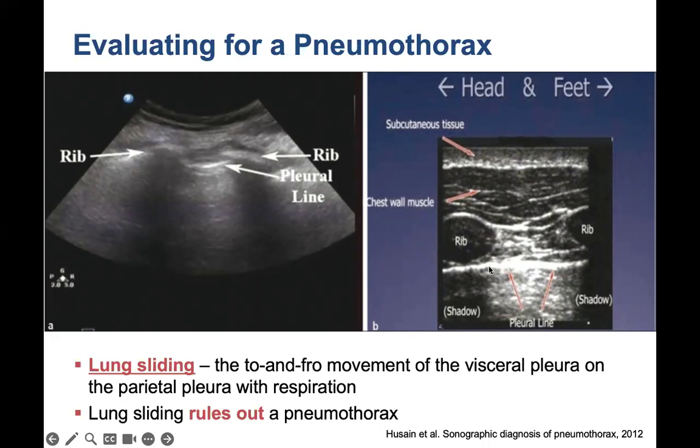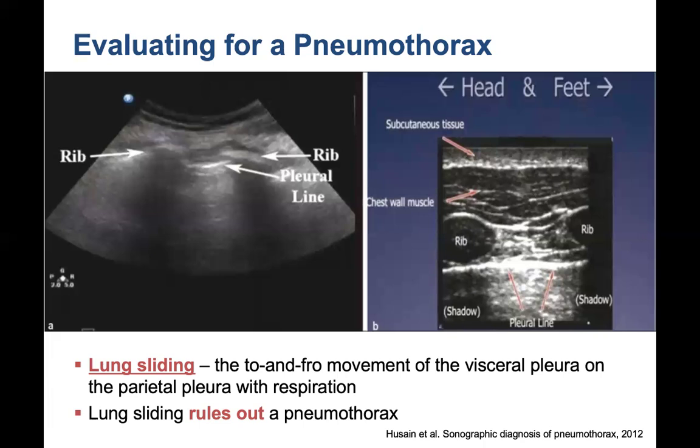Here's again how that looks with a higher resolution probe. We can actually see the subcutaneous tissue and the chest wall muscles and the ribs. And again, that pleural line is just underneath those ribs. Usually you don't see the line under the shadow, but here we have such a higher resolution we can. So when we look for pneumothorax, we're looking for lung sliding.